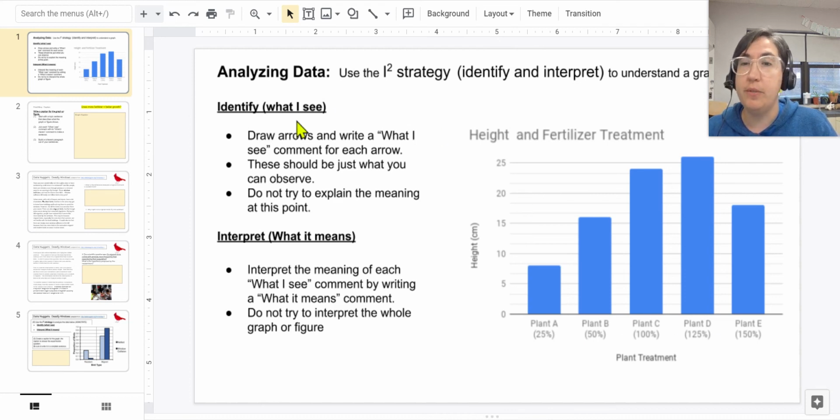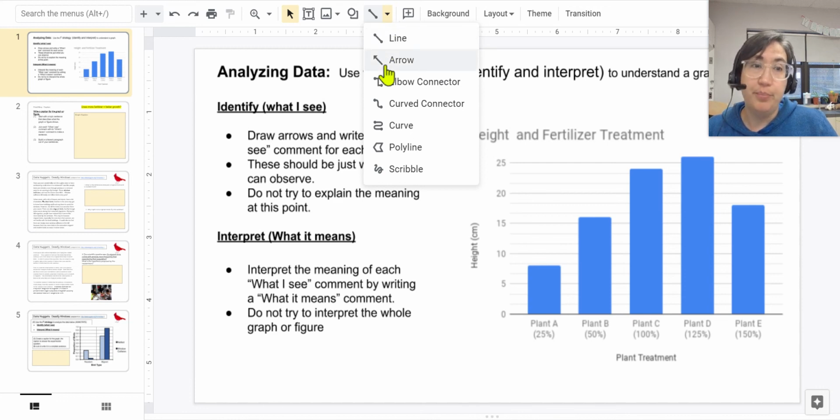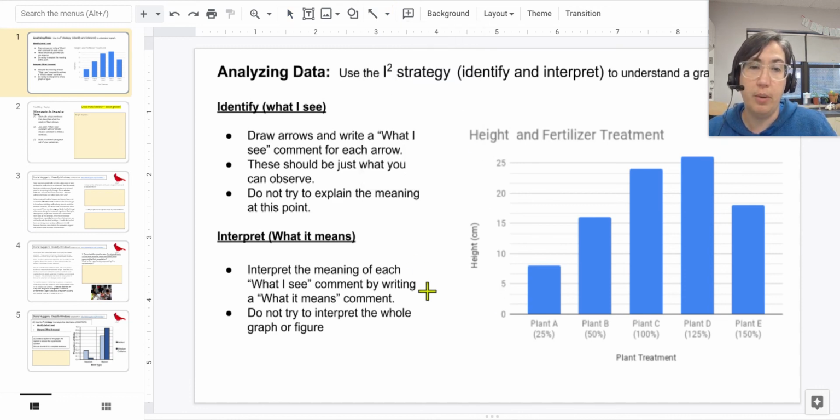All right. So the first thing we do is identify. We want to just make observations, identify what you see. So, not what it means, just what do you see? To start with, we're going to draw arrows and write a what I see comment for each arrow. So, for this, we're going to go up to the top, select line, and we want arrows. I have an arrow. Now I have to think about what I want to see. So, what is one thing I see?